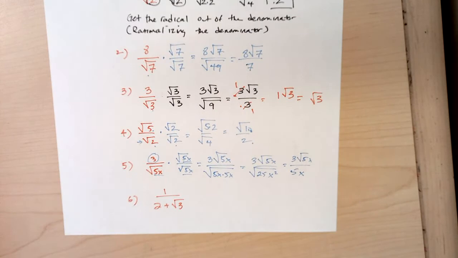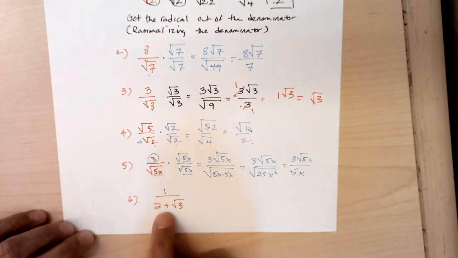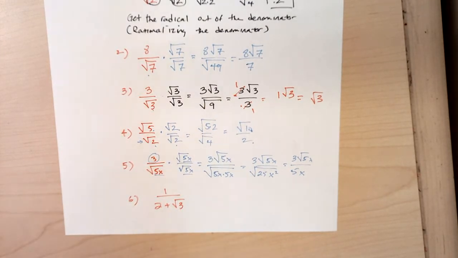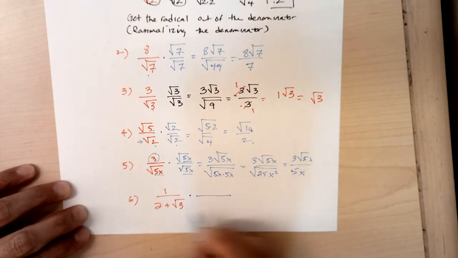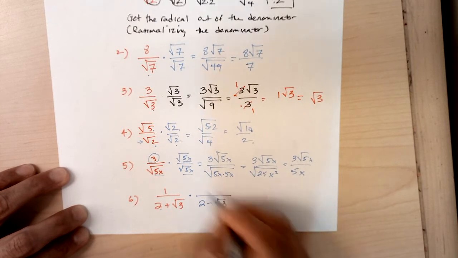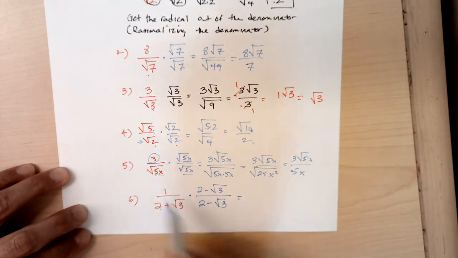Okay, on number 6, here's where you need to be careful. I can't just multiply the numerator and denominator by the square root of 3. Even though the square root of 3 is the only radical part in the denominator, it's 2 plus the square root of 3. So we need to multiply by what's called the conjugate. So multiply the numerator and denominator by, instead of 2 plus the square root of 3, it's 2 minus the square root of 3.